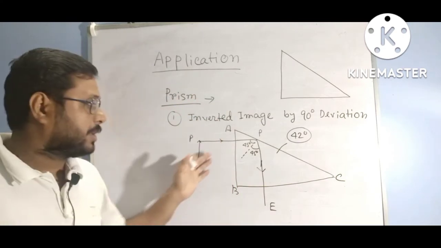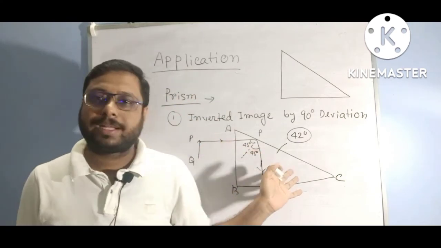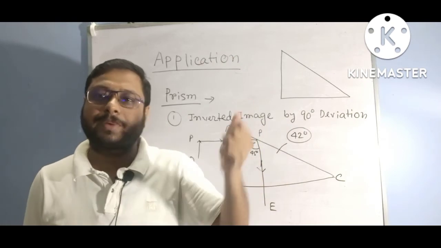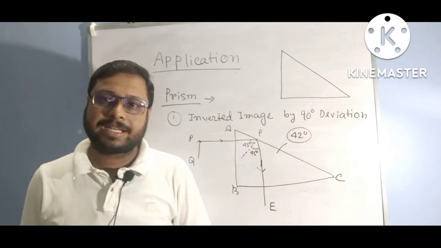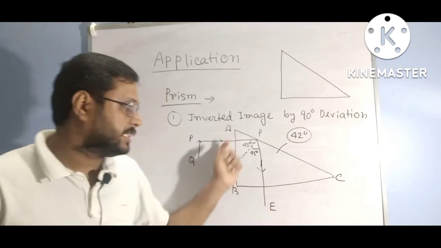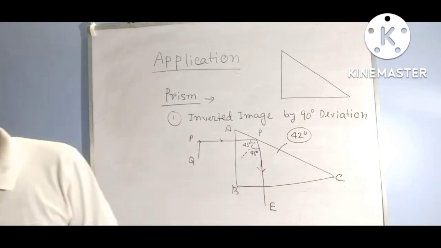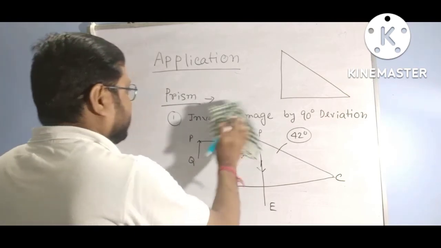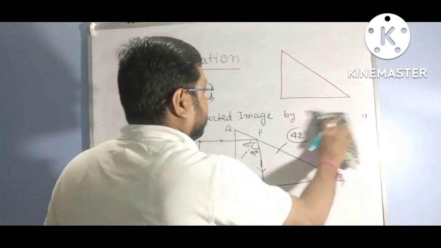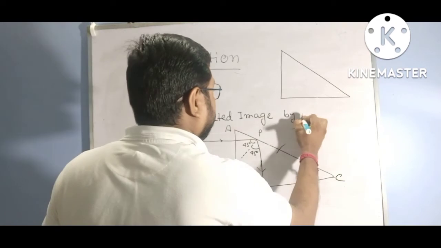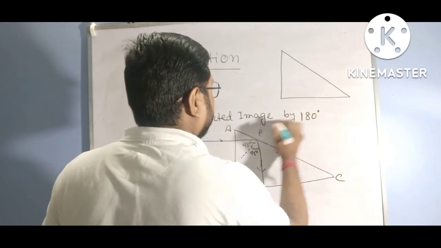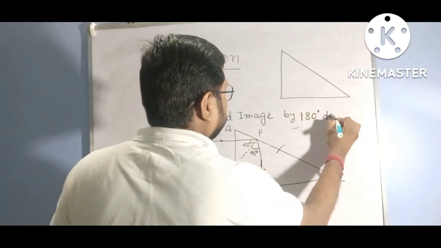Nowadays in playground when a barrier is in front of some person, he can watch the entire game using this type of prism. This type of prism is a periscope. Another, we get inverted image. We can get inverted image by 180-degree deviation.